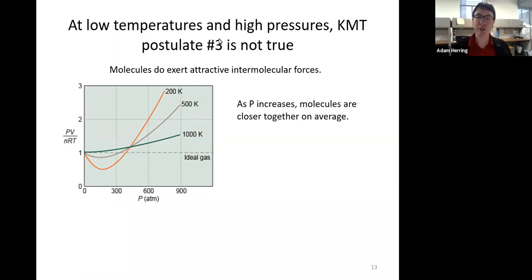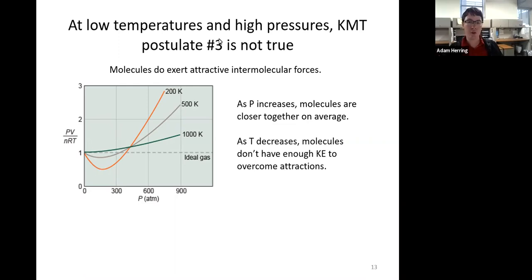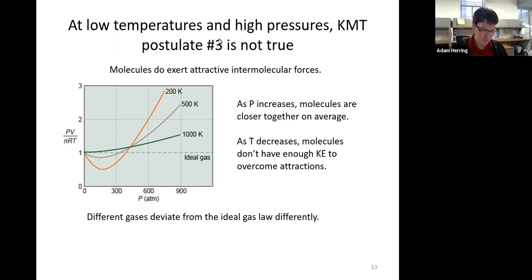As the pressure increases, the molecules are closer together on average, because our volume is shrinking. Because the molecules are closer and because the temperature is decreasing, they're interacting with each other. At lower temperatures, the root mean square speed of those gases goes down, and therefore they don't have as much kinetic energy to overcome the attractive interactions between the gas molecules. Thus, these gases are going to deviate from the ideal gas law, and they will based upon the strength of the intermolecular forces.